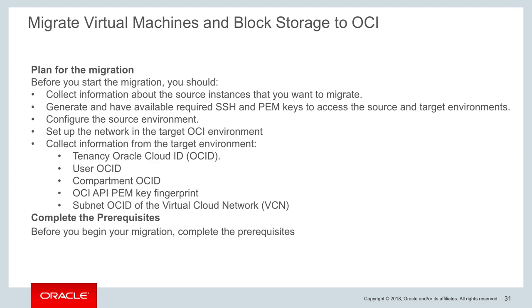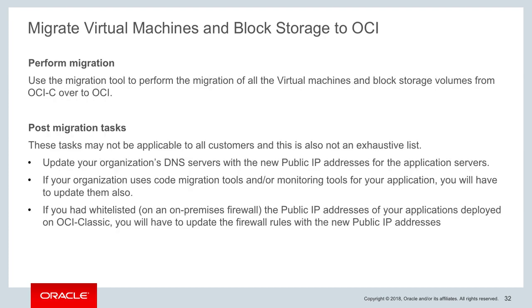And this information will be the tenancy Oracle Cloud ID, the user OCI ID, the compartment OCI ID, the PEM key fingerprint for the API user, and the subnet OCI ID of the virtual cloud network. And before you begin the migration, you need to complete the prerequisites. Once you have all this information, you'll configure the migration tool and then perform the migration of all the virtual machines and block storage volumes from OCI Classic over to OCI.